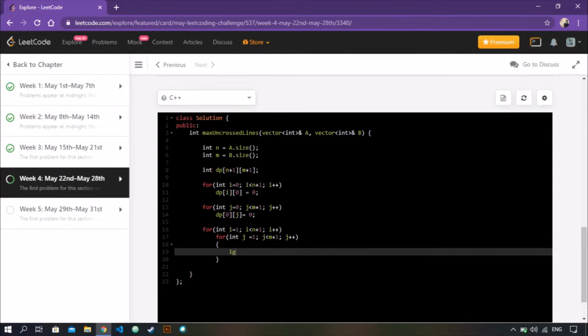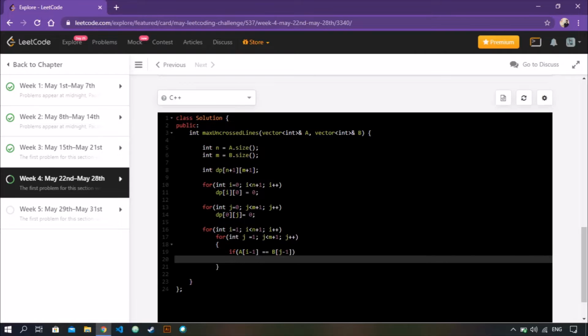Now remember, if the elements were equal, as we are starting from index 1, we have to minus 1 to start from index 0 in the arrays. The value of dp[i][j] will be dp[i minus 1][j minus 1], the left diagonal element, plus 1.